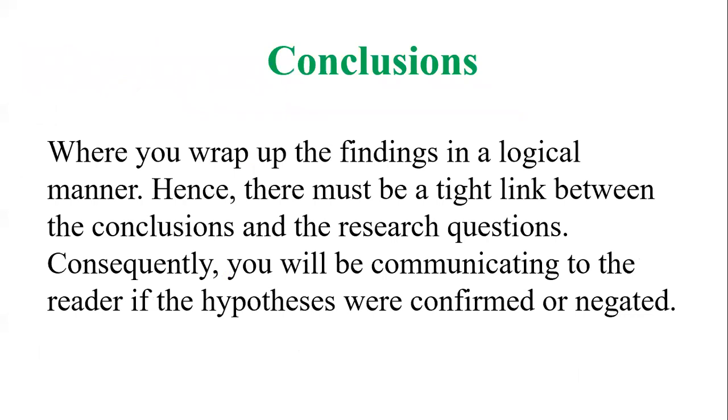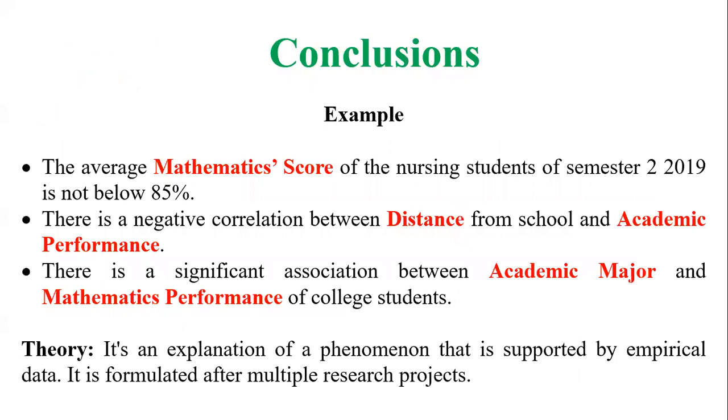Then you have the conclusions. The conclusion is where you wrap up the findings in a logical manner. Hence, there must be a tight link between the conclusions and the research questions. Consequently, you will be communicating to the reader if the hypotheses were confirmed or negated. So, for example, the average mathematics score of the nursing students of semester 2 2019 is not below 85%. So you negate that hypothesis. According to your findings, that first hypothesis was proven to be false.